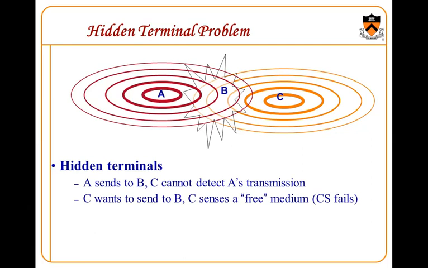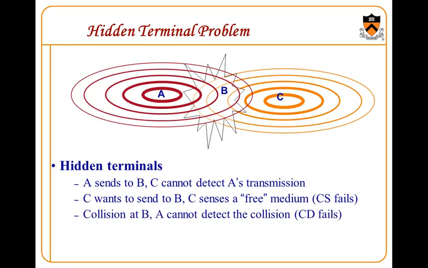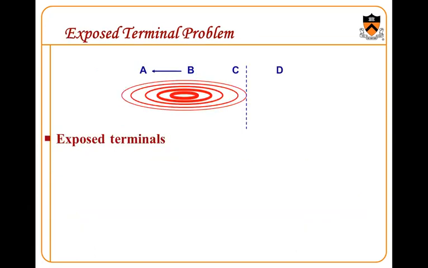And in that case, the CS, that is the carrier sense mechanism, fails. There is a collision at node B, and A can't detect this collision as collision detection also fails in that case. The main reason behind that is that A is hidden from C and C is hidden from A.